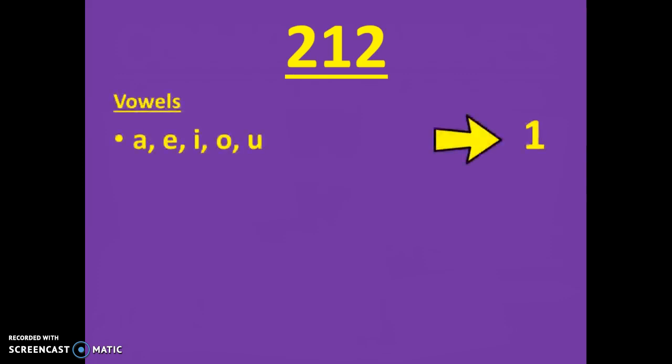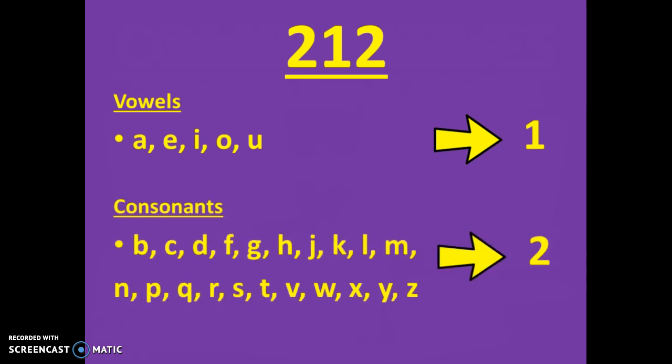Now I want you to think about the vowels. Vowels are letters A, E, I, O, and U. We are going to give all of these letters the number 1. So when you see a vowel, we're going to put the number 1 under it. Consonants are all of the other letters. So you'll see here that everything except vowels are consonants, so we're going to give those number 2. So again, vowels are number 1, consonants are number 2.